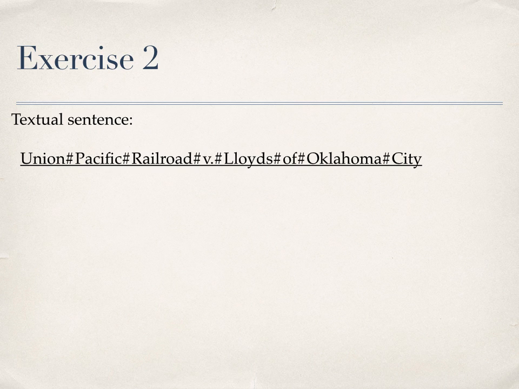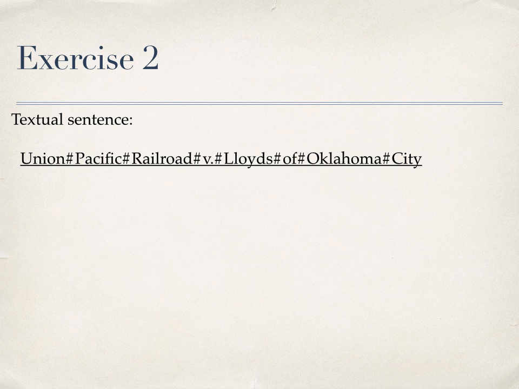The second party listed is Lloyd's of Oklahoma City. It does not contain the, any of the big 8, or a duplicate business designation. Therefore, the party name cannot be abbreviated under 10.2.1. The complete answer is Union Pacific Railroad v. Lloyd's of Oklahoma City, with no words abbreviated.